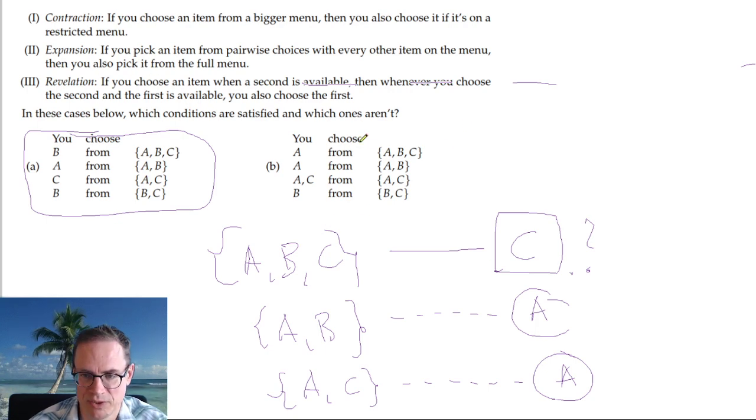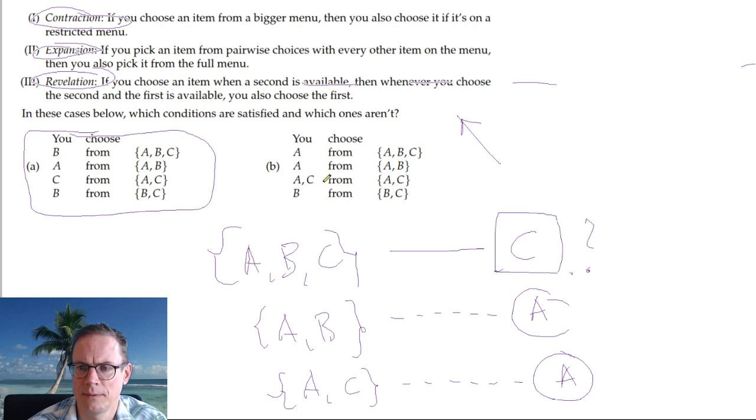And here's revelation, which says that if you choose an item when a second item is available, then whenever you choose the second and the first one is available, you should also pick the first. Turns out that revelation does imply both contraction and expansion, but it's not the same. So you can have situations where contraction is satisfied, expansion is satisfied, but revelation is not satisfied.